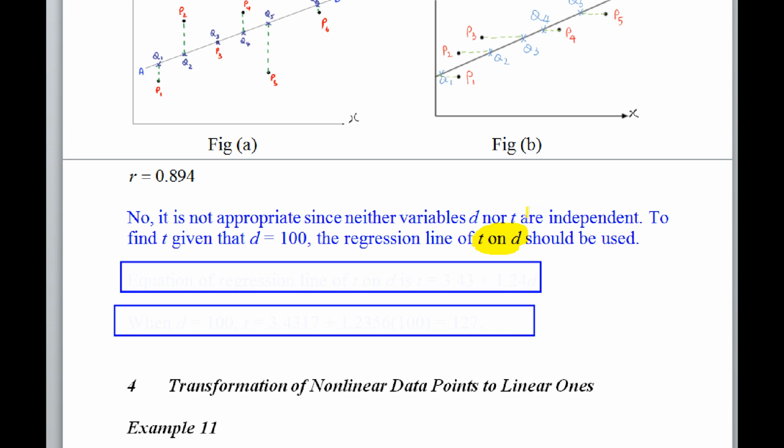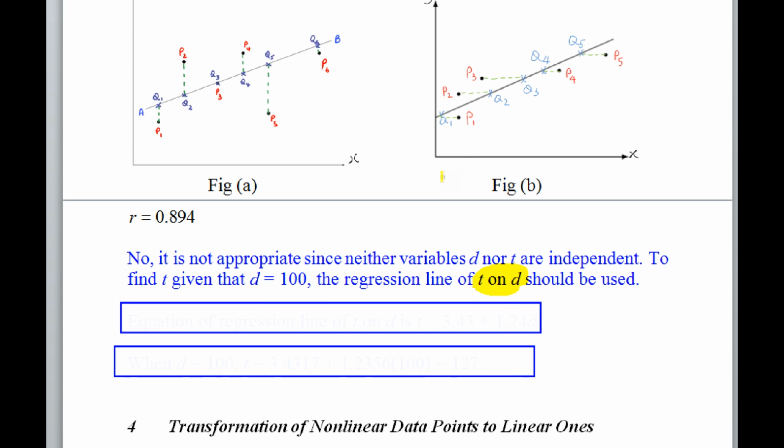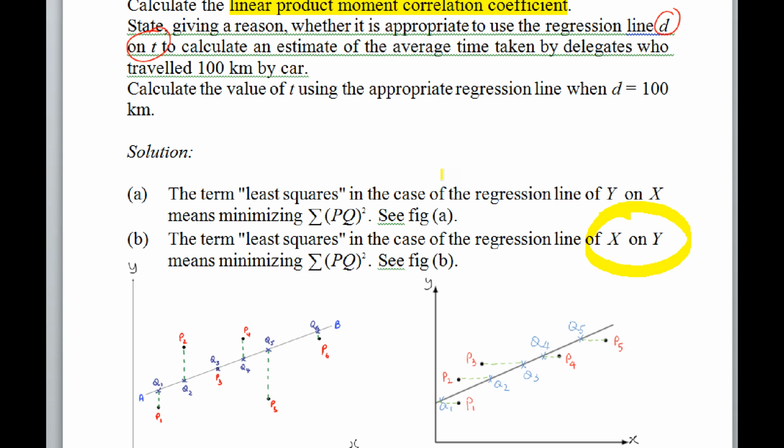Actually, the question is very easy, right? They already asked whether it's appropriate. Then next, they ask you to find using the appropriate regression line. So surely no lah. Otherwise, how will they ask you to find, right? Surely the first answer should be no, if you read on, correct? So you are to find the appropriate regression line. Okay, appropriate regression line.